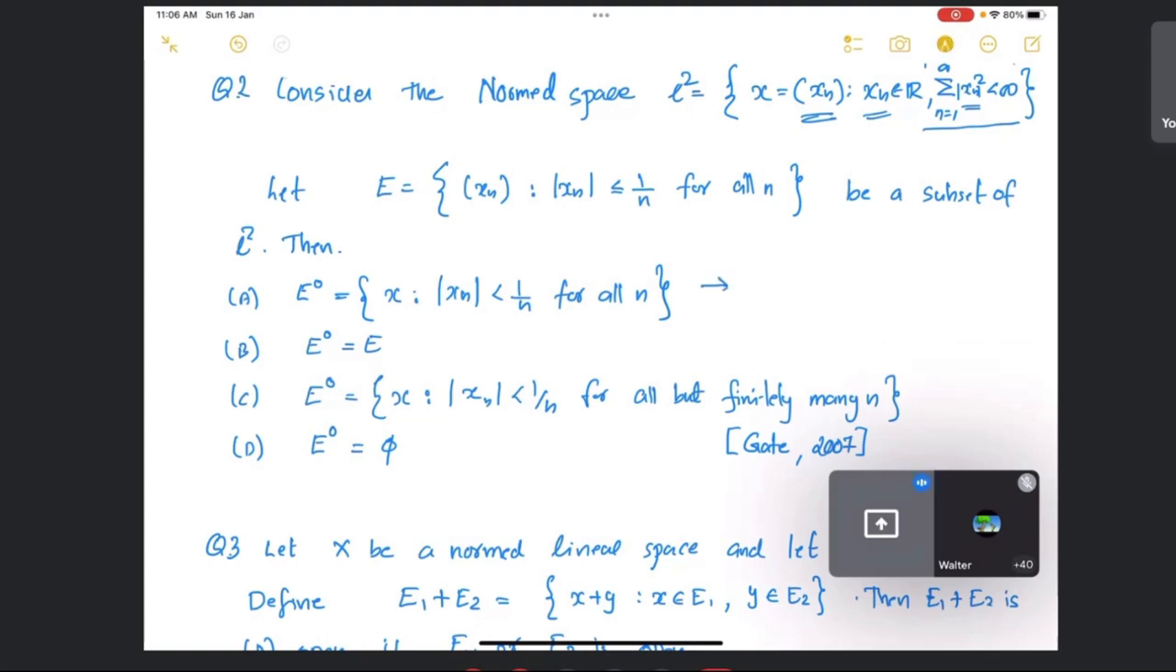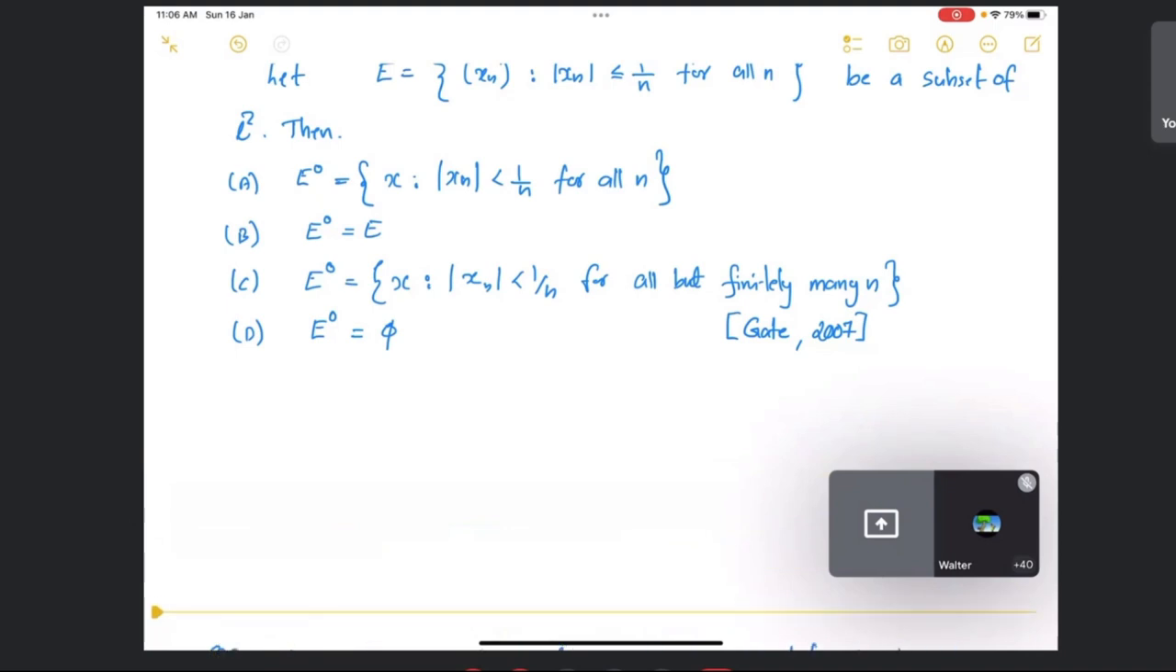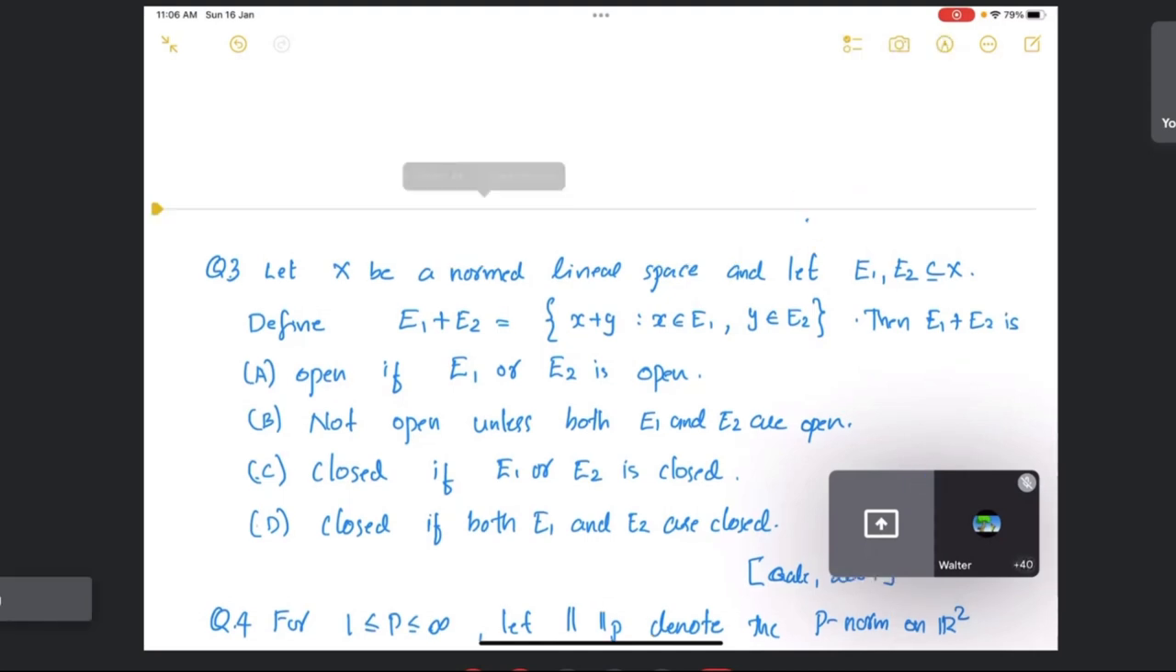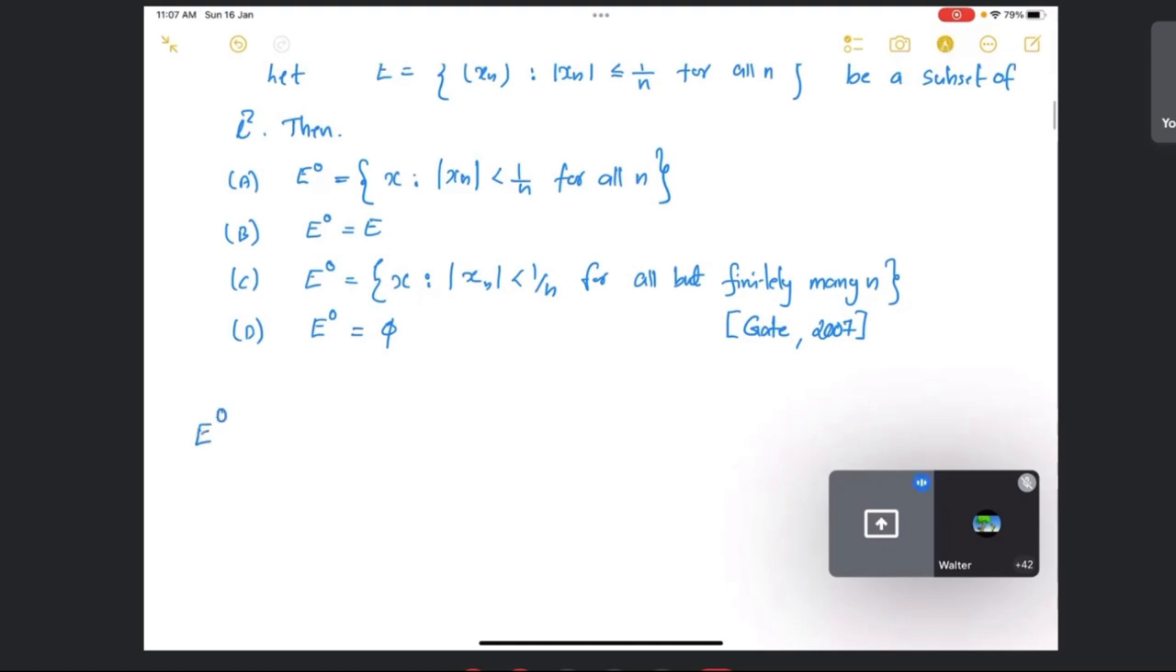So this question simply tries to test what you know about how a neighborhood of an element looks like in L2. If you have an idea of a neighborhood in L2, then you will be able to answer this question. So let me make some space here. The question is, what will be the interior of E?